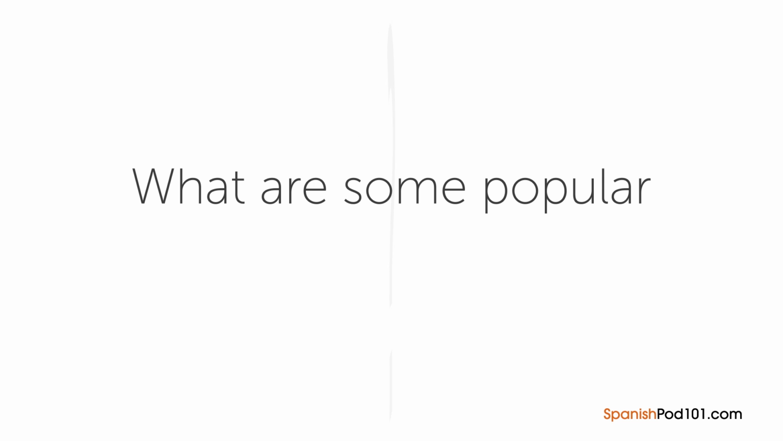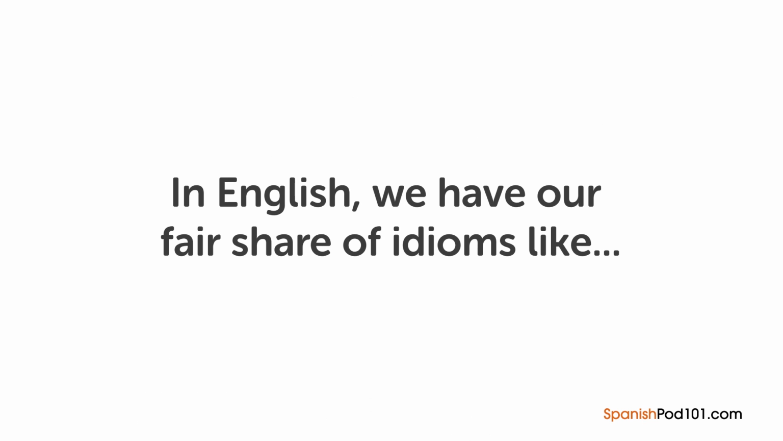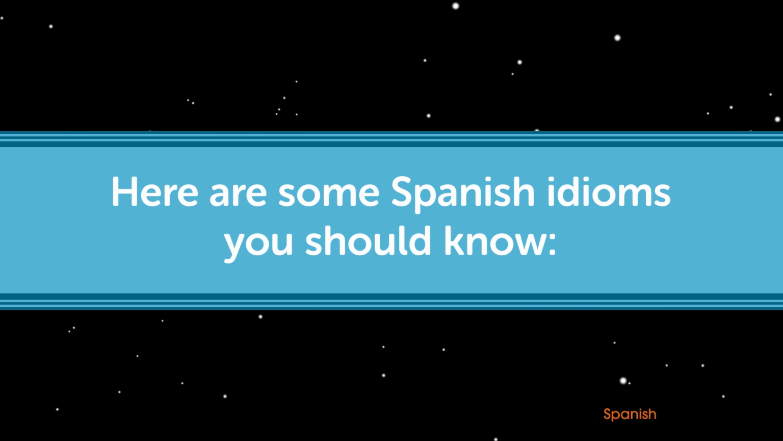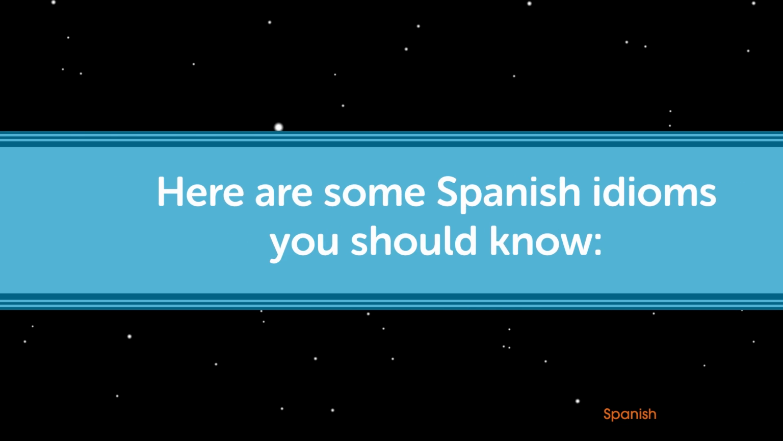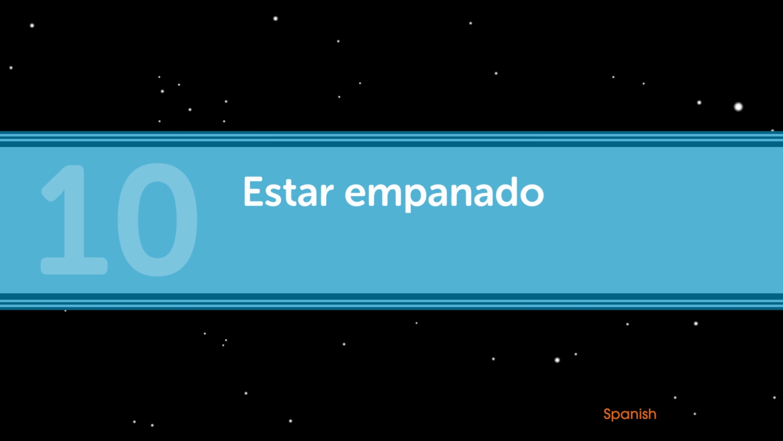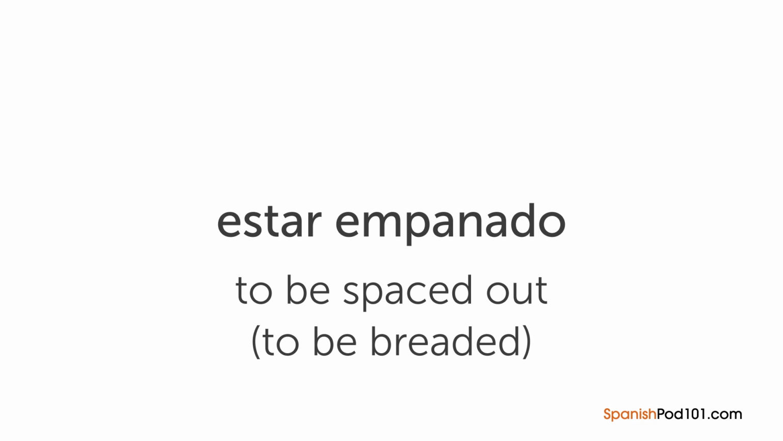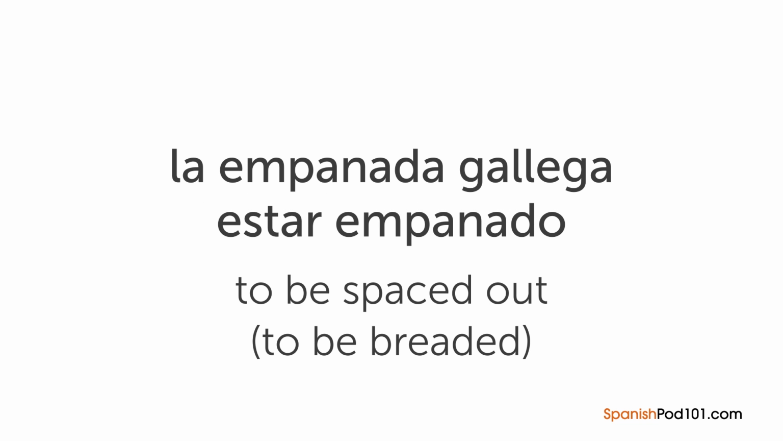The question for this lesson is: what are some popular Spanish idioms? In English, we have our fair share of idioms like it's raining cats and dogs, or even what's up? Here are some Spanish idioms you should know. Number 10 is estar empanado, meaning to be spaced out. Literally, it means to be breaded. In Spain, we have a lot of breaded foods like la empanada gallega. So every time your mind freezes and you can't think, you're getting empanado or empanada.